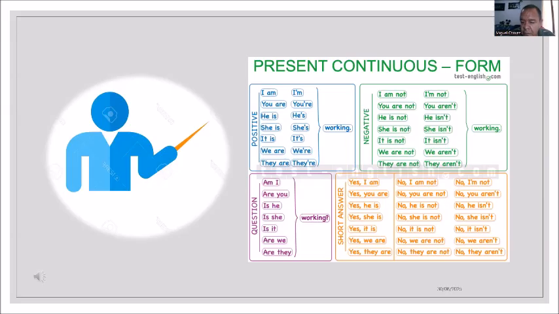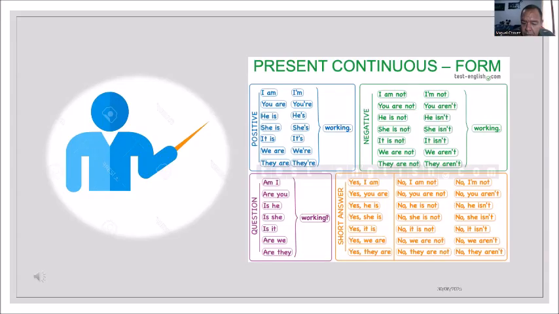To ask questions, we invert the subject and the verb to be. The structure is am, is, are, plus subject, plus verb with ing, plus question mark. For example, am I working? Are you working? Is he working? Is she working? Is it working? Are we working? Are they working?